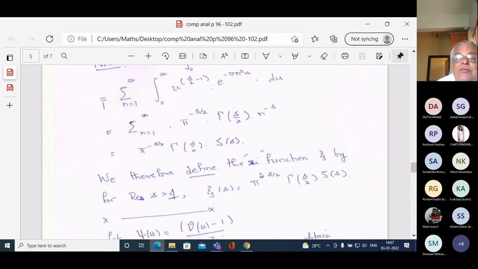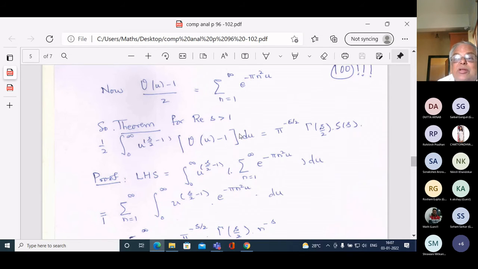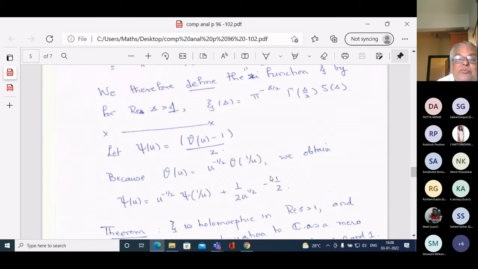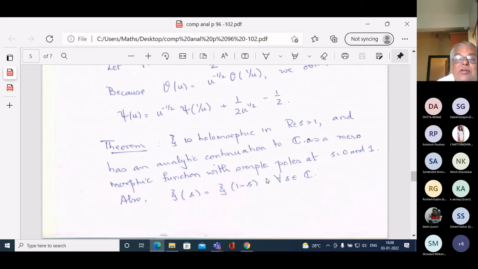And therefore we define the psi function for real part of s greater than 1 by psi s is equal to this quantity: pi to the minus s by 2 gamma s by 2 zeta of s. So now I want to prove that psi of s is equal to psi of 1 minus s for all s in C.